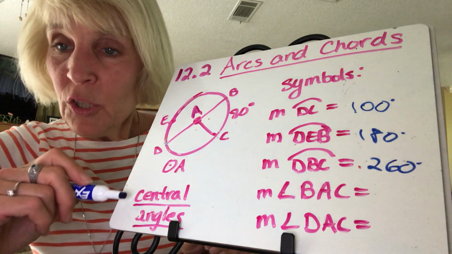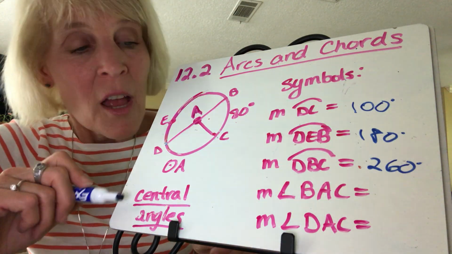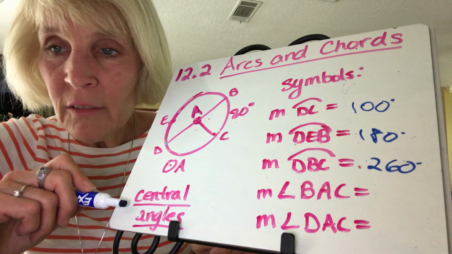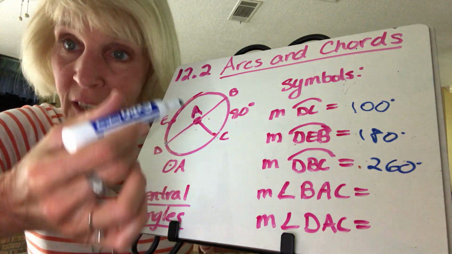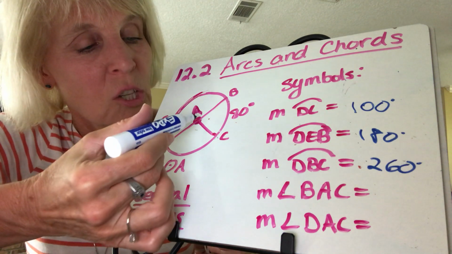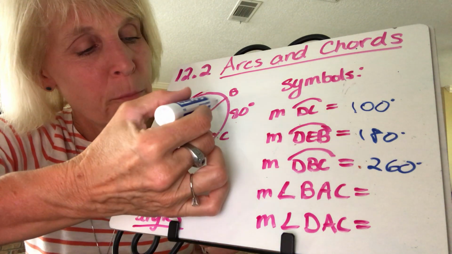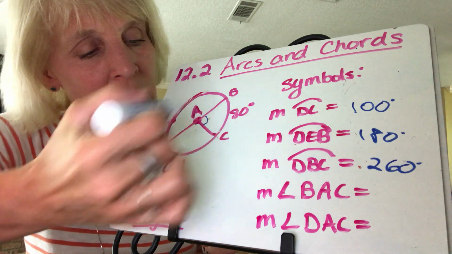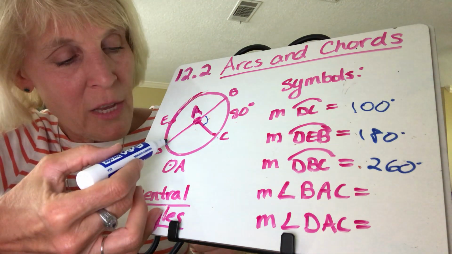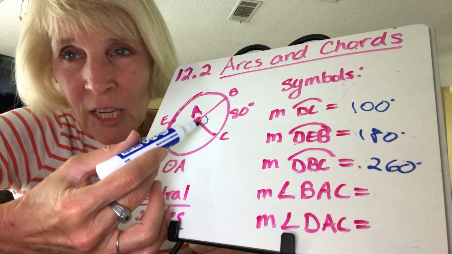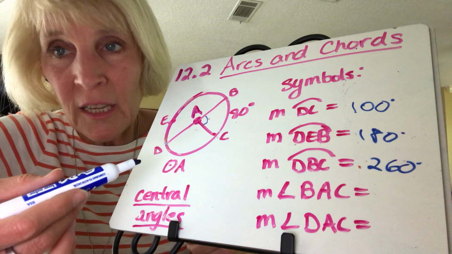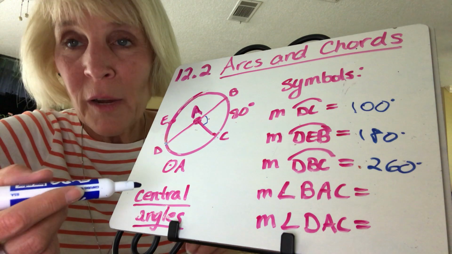Okay, then we get into the new part here in 12.2, the central angle. The central angle is any angle whose vertex, guess what, is at the center. So if I had a central angle here, BAC would be a central angle. I could also say central angle DAC. So it has to have the center of the circle as its vertex. And the sides have to contain 2 radii.